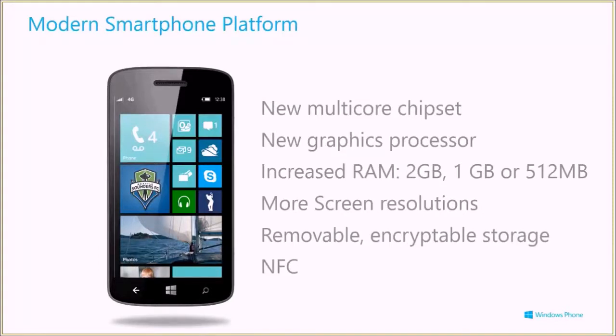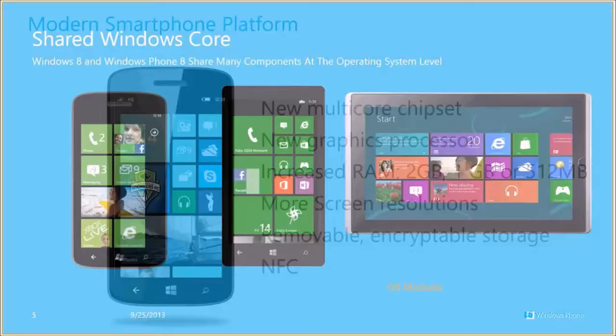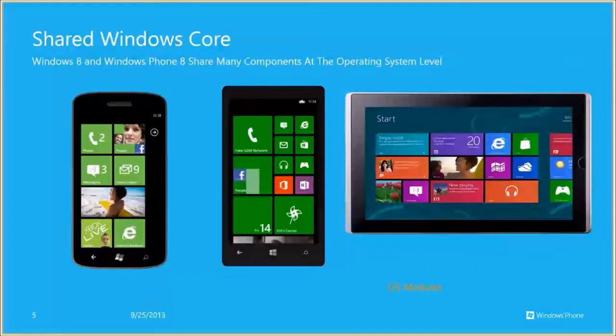We've got a shared Windows core. So Windows Phone 8 and Windows 8 share many components at the operating system level, which is very useful. Windows Phone 7, if you were ever familiar with that, was built on Windows CE compact. With Windows Phone 8, there was a huge change at the operating system level, which is the Windows NT kernel, shared with Windows 8 as an operating system.